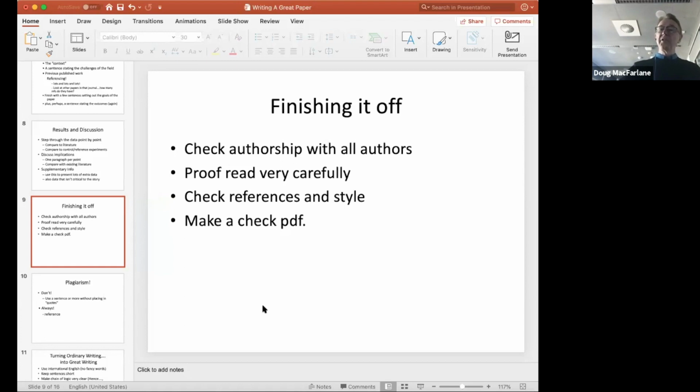Pay attention to a spell checker. Pay attention to any of the grammar underlinings. So if you can't understand why something is blue underlined, maybe you talk to somebody else and see, but certainly don't ignore those and don't turn those tools off. Use this as a way of learning more about English structure. Check the references and style.